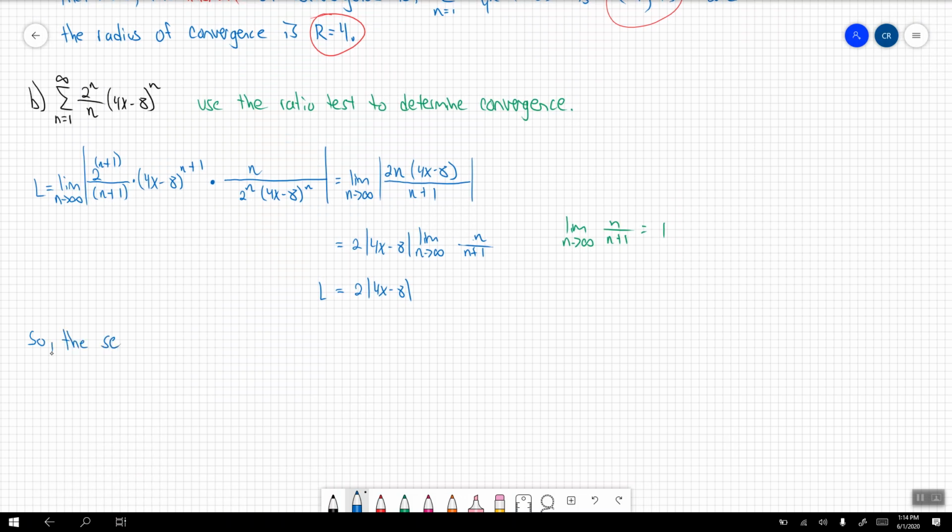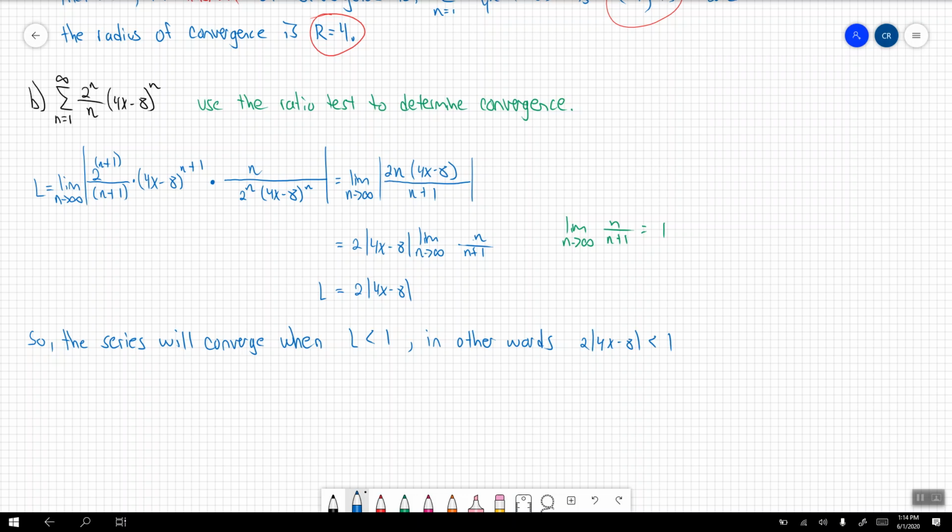The series will converge when L is less than 1. In other words, two times the absolute value of 4x minus 8 must be less than 1 in order for this to converge. And it will diverge if it's greater than 1. So that's kind of nice to see.